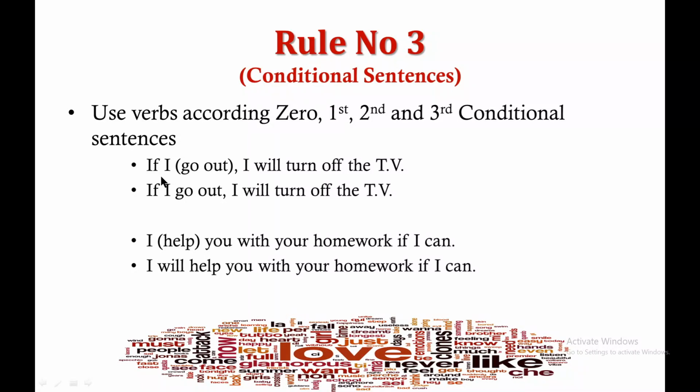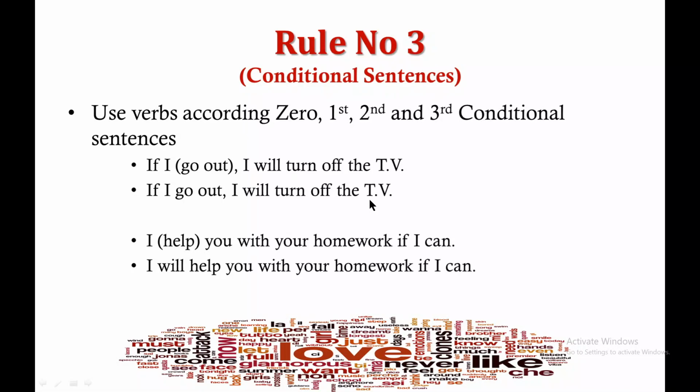uses such kind of things. So, if I go out, I will turn off the TV. As I have told you in the last week, if there is a future indefinite tense, it should be a first conditional sentence. In first conditional sentence, the if clause must be in present indefinite tense. So it will remain like, if I go out, I will turn off the TV. That is what you need to do.